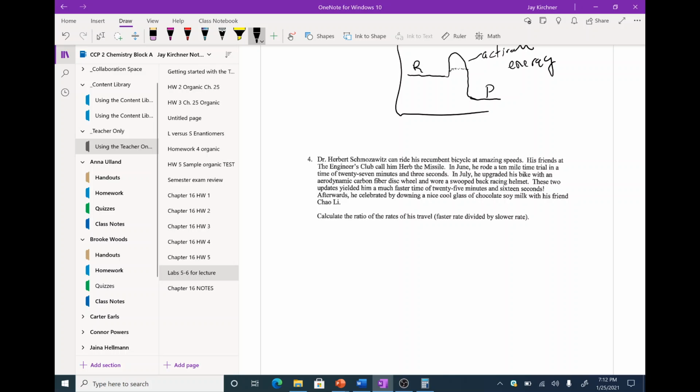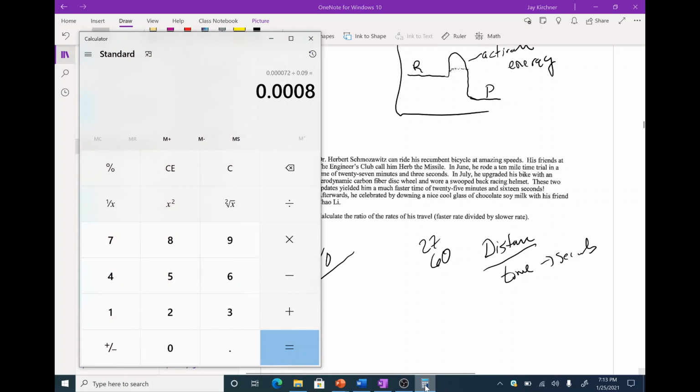So speed is distance per time. The time, though, has to be in seconds. We can leave the 10 miles there. So we're going to put 10 miles per 27 minutes and 3 seconds. So we have to take 27 times 60. Let's do that.